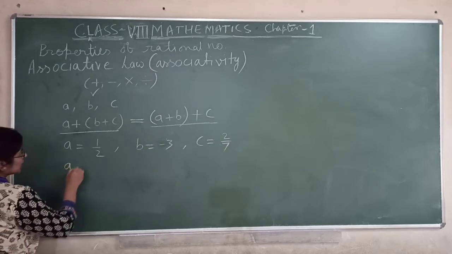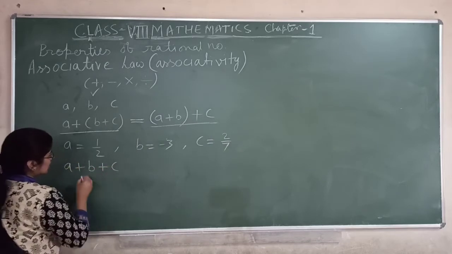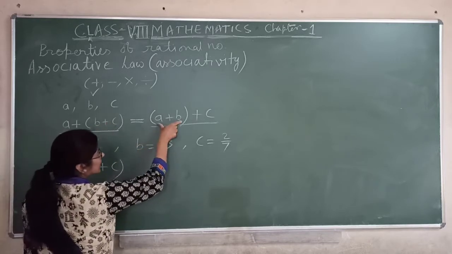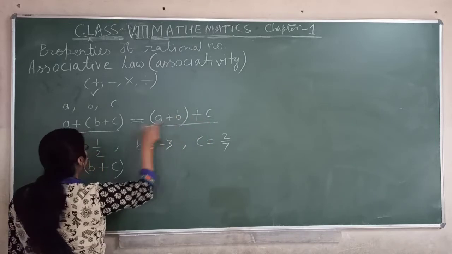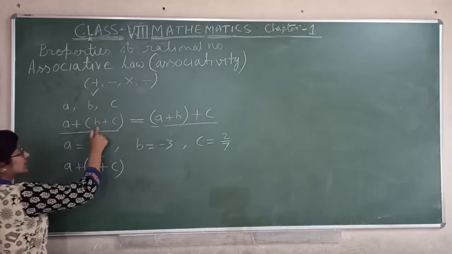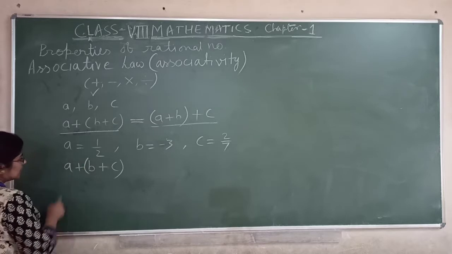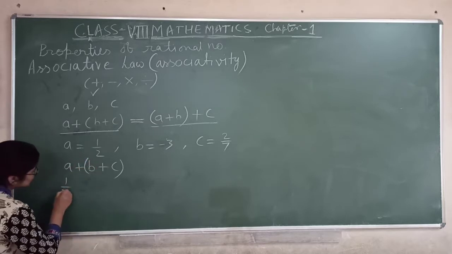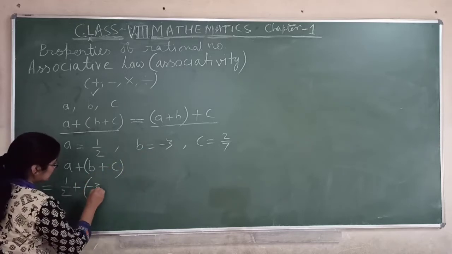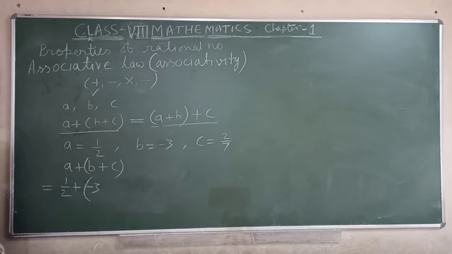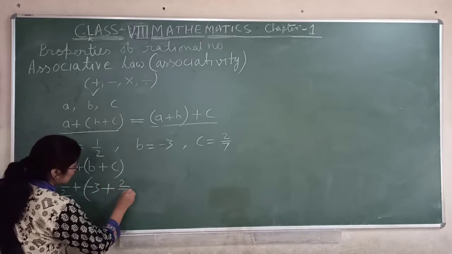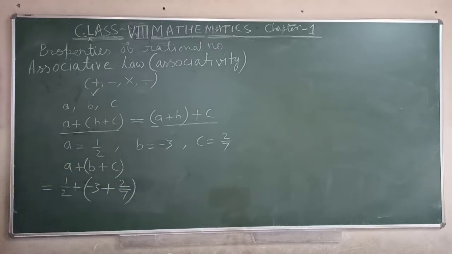First we are checking A plus (B plus C). First you have to take B and C together, and in the second expression, the right hand side, you have to take the first and second rational numbers together. So the value of A is 1 by 2 plus, within bracket, B is minus 3, also a rational number, plus C, 2 upon 7, bracket close.